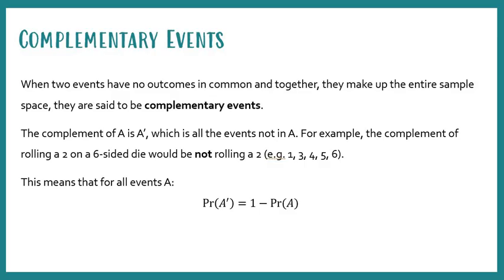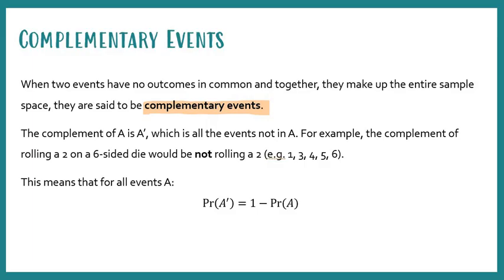Now, the other thing you have to be quite confident with is this idea of complementary events. Okay, so when we have two events that have no outcomes in common and they make up the entire sample space together, those are said to be complementary. Right. So, for example, being an only child is complementary with having siblings because they're opposite events. Okay. And so if we had rolling a 2 on a 6-sided die, then the complementary would be rolling a 1, 3, 4, 5, or 6.